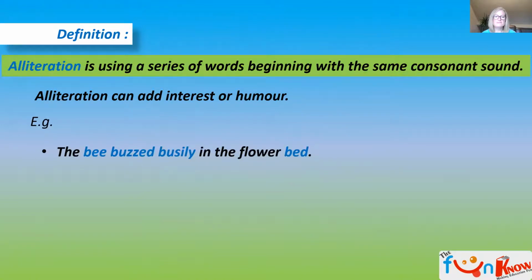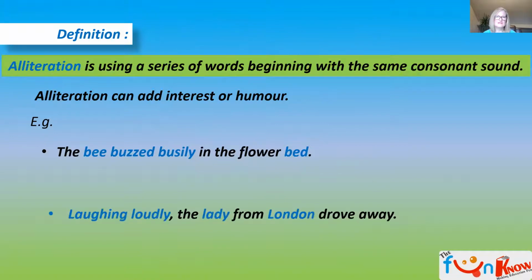The bee buzzed busily in the flower bed, and laughing loudly, the lady from London drove away. And you can clearly see the repetition, B, B, B, B in the first sentence, and L, L, L, L, well, laughing loudly, lady, London.